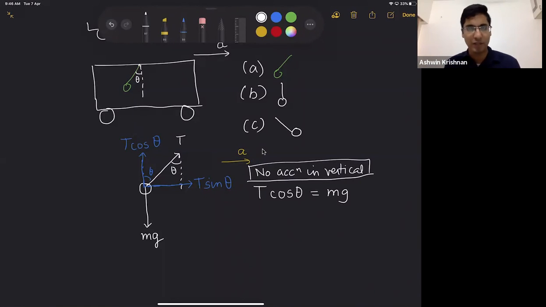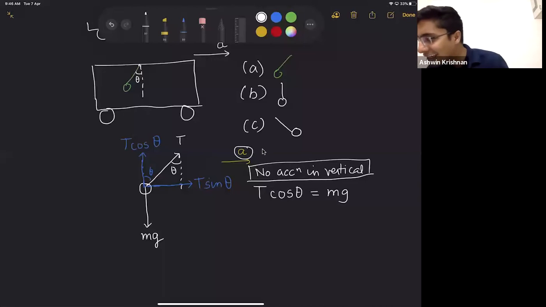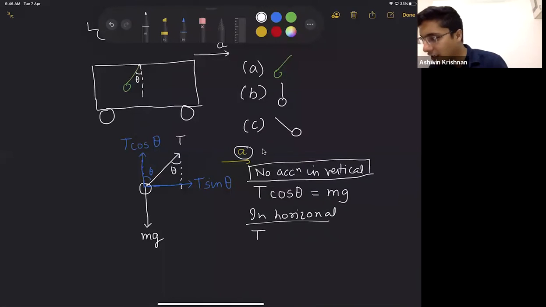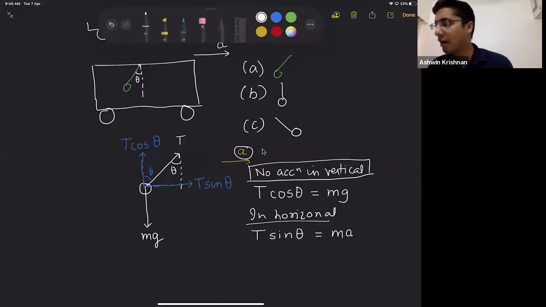So the total force must be balanced out. In the horizontal direction, you see only one force, T sin theta. Now we also know that there is an acceleration A. Hence, we can say that in the horizontal direction, there is only one force and that force must be causing the acceleration. So T sin theta must be equal to mass into acceleration.